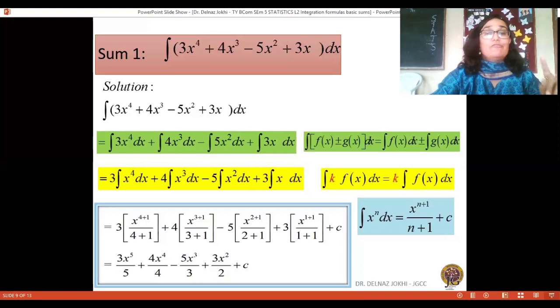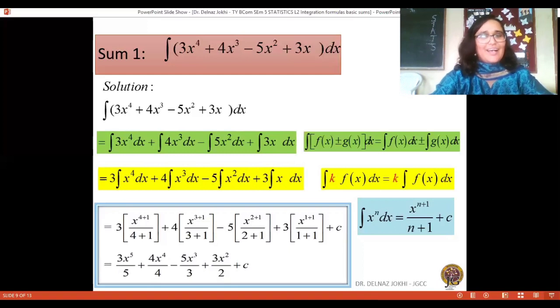So n plus 1 upon n plus 1. What is in your power? 4. So x को copy किया base को. 4 plus 1 upon 4 plus 1. आगे बढ़ते हैं. Plus 4 integration x cube dx का क्या हुआ देखो. 4 I have copied down, and integration x cube dx is equal to x power में कितना था? 3. So n plus 1 upon n plus 1. 3 plus 1 upon 3 plus 1. Minus 5. x कहाँ पर है? बेस में है. पावर में क्या है? 2. 2 plus 1 upon 2 plus 1 plus, I think now we have got the grip of it.